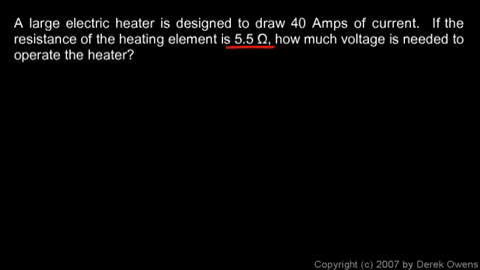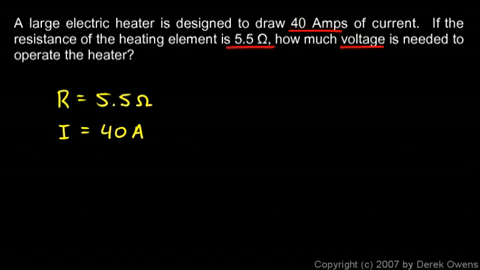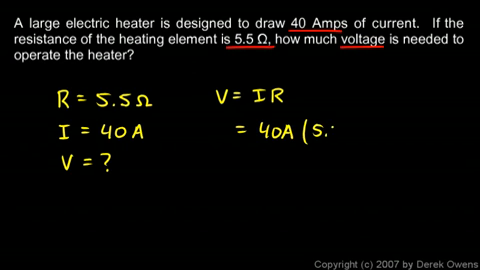All right, let's look at the problem. If the resistance of the heating element is 5.5 ohms, so that's the resistance R, and we're also given the 40 amps, that's the current. So I'll write I for current is 40 amps. And we're asked how much voltage. The voltage is what we're looking for. So we just use the equation in this form, V equals IR. It's just a simple multiplication: 40 amps times 5.5 ohms comes out to 220 volts. That's our answer. Now that's a lot of voltage.